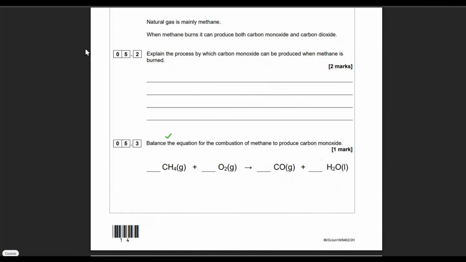Oh gosh, I'm ticking the whole page. Come on. Right.